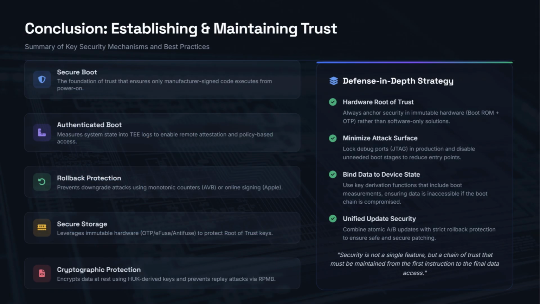The final layer of security in modern mobile devices is hardware-backed encryption. In this approach, encryption keys are not stored directly in software or accessible memory. Instead, they are derived from a hardware-unique key, which is embedded within the device's secure hardware. Because this key never leaves the hardware boundary, attackers cannot extract it even if they gain software-level access. This technique provides device binding, meaning encrypted data can only be decrypted on the specific device where it was created.